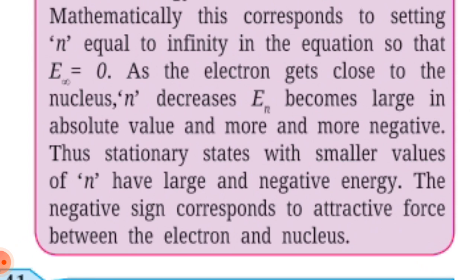is equal to 0. As the electron gets close to the nucleus, n decreases. En becomes large in absolute value and more negative. The stationary states with smaller values of n have large and negative energy. The negative sign corresponds to the attractive force between the electron and the nucleus.